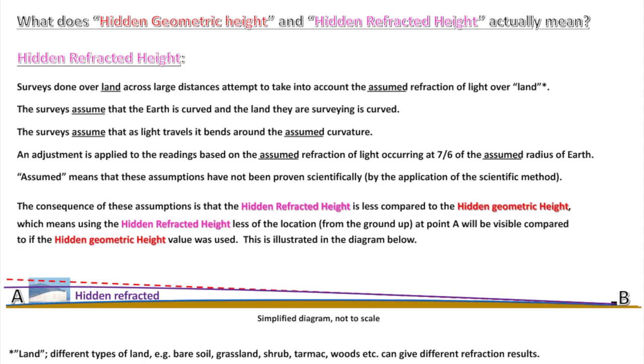The consequences of these assumptions is that the hidden refracted height is less compared to the hidden geometric height, which means using the hidden refracted height, less of the location from the ground up at point A will be visible compared to if the hidden geometric height value was used. This is illustrated in the diagram below. Land. Different types of land, example bare soil, grassland, shrub, tarmac, woods, etc., can give different refraction results.